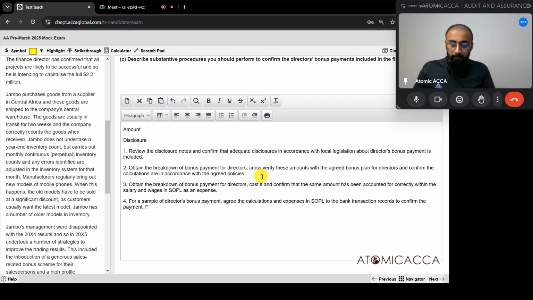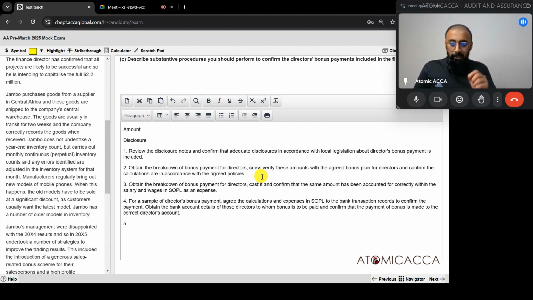From, obtain the bank account details of those directors to whom bonus is to be paid and confirm that the payment of bonus is made to the correct director's account. So that is done.